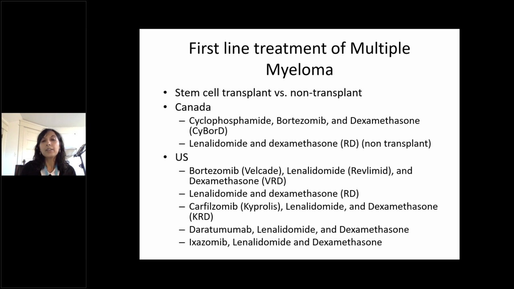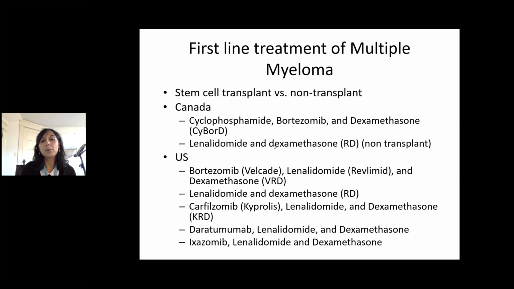Typically the two options for treatment in Canada would be CyBOR-D, which is a pre-transplant regimen, but I can certainly use it in transplant ineligible patients as well, particularly when I'm trying to get a fast response and I want to use a 3-drug regimen. And then lenalidomide and dexamethasone is another really good regimen, more for patients that are not going through a stem cell transplant. Often it's a continuous treatment, whereas the first one is more time limited.